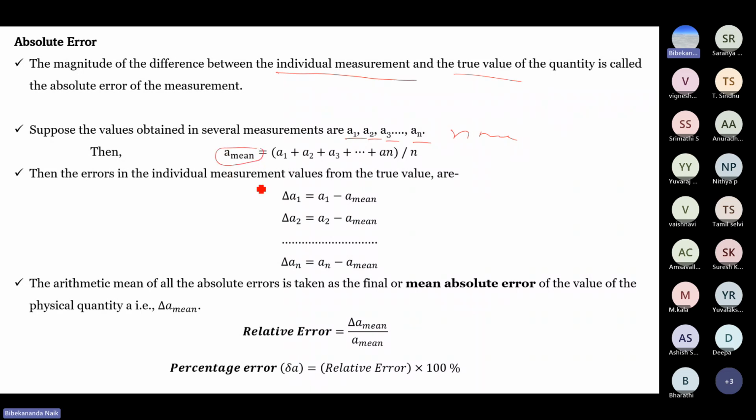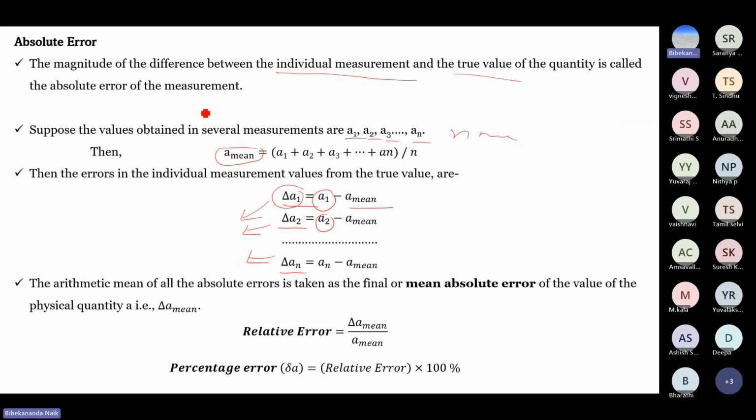However, if you compare each observation with that mean value, there will be some difference. Like I was saying, we used the electronic balance to measure the weight of the ring 4 times. When you compare the mean value with each of the readings, there will be some difference. We calculate that, and those values are delta A1, delta A2, up to delta AN. So delta A1 is the difference between the first reading and the mean value, then delta A2 is the second reading and the mean value, and so on. These delta A's are called absolute errors.